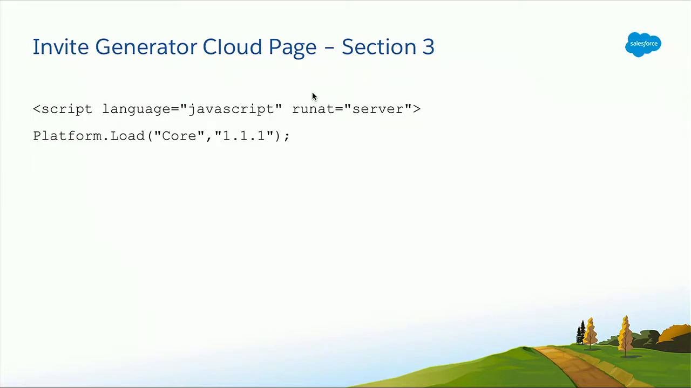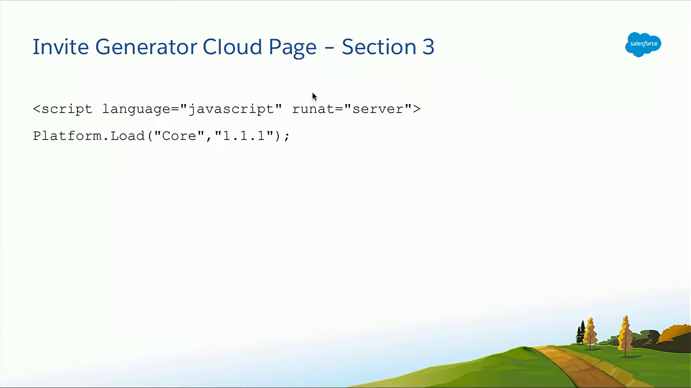So this first line here is saying, well, I need to load version 1.1.1 of the core library. And so when working with server-side JavaScript, this is pretty essential. If we don't include this line, we won't be able to use any of the proprietary Marketing Cloud functions.